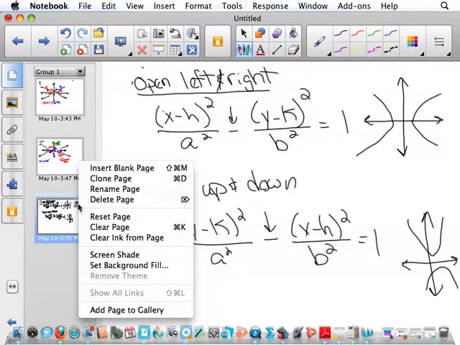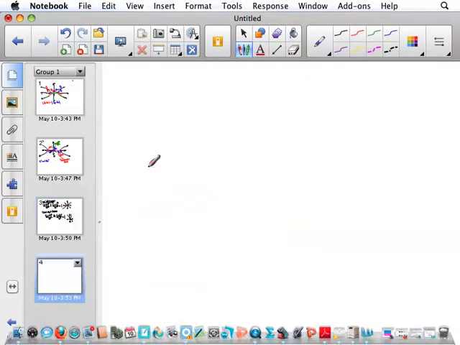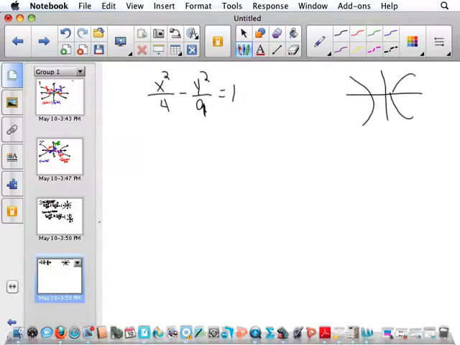That's the general idea. I'd like to actually look at a specific example in your note packet. We'll go to the first one so you can get a general idea of what this looks like. This example has x squared over 4 minus y squared over 9 equals 1. When you look at this, you get the general idea that this is opening left and right. Let's look at some specifics.